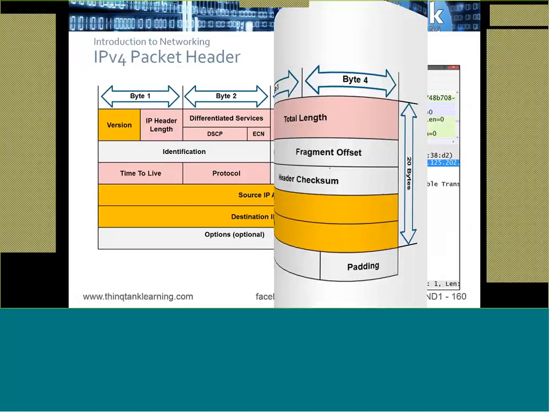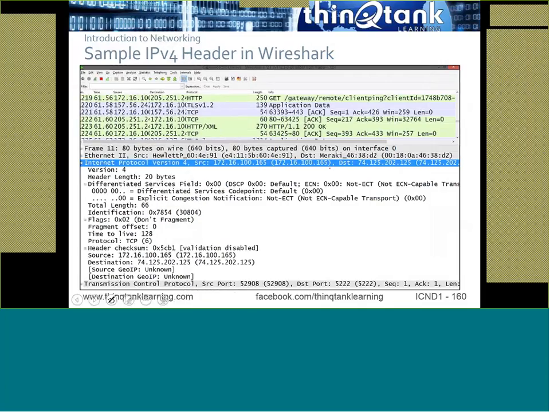What does that look like in Wireshark? Well, looks like this. We have a question online, what would happen if the checksum failed? Right? If the checksum fails, the packet gets dropped. Just like in the frame, if the CRC fails, the frame gets dropped.